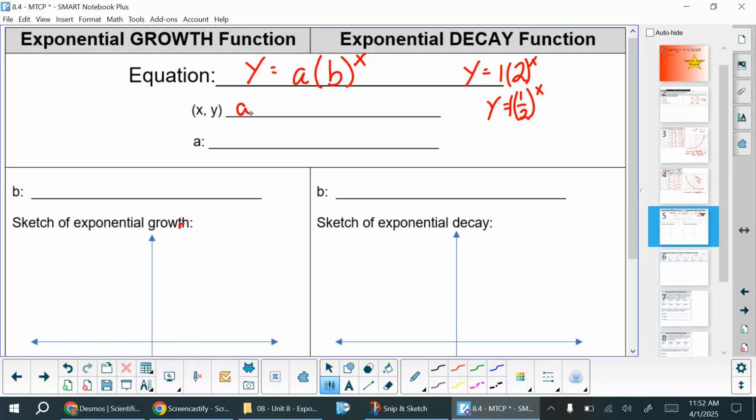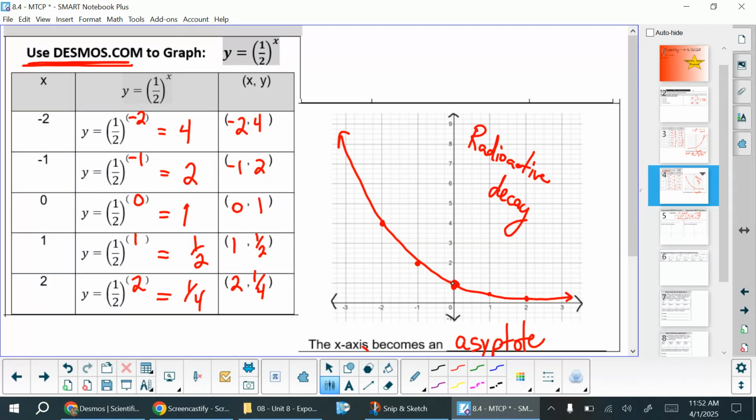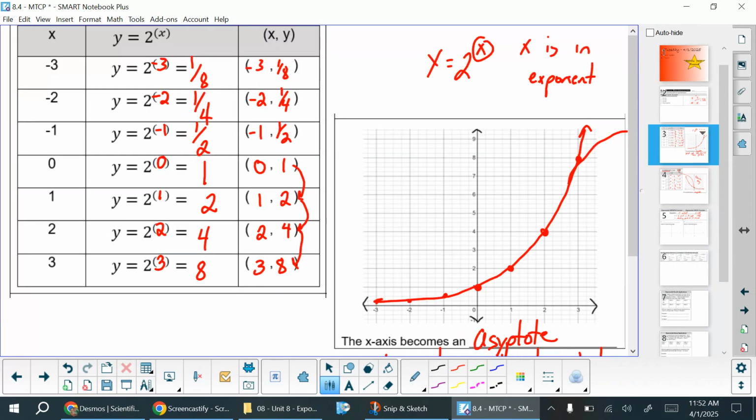So x comma y is just a point on the graph. And a is our starting point, which another word for that would be the y-intercept. And so if you look back on your graphs here, I'll flip back in a second. Right there, since my a was 1, my starting point was at 1. And on this one, since a was really 1, my starting point is at 1.